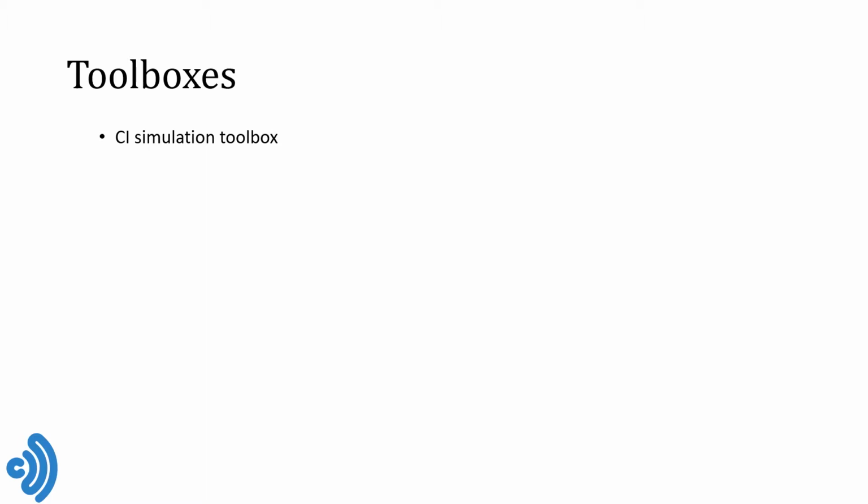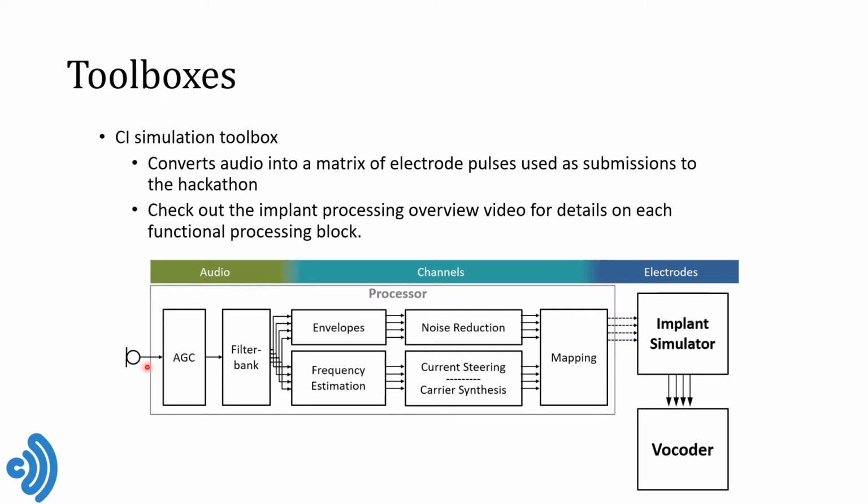The toolbox we provide contains a set of functions that simulate the sound processing of an Advanced Bionics cochlear implant. In brief, the audio signal is first pre-processed, then divided into channels for per-channel processing, where envelope extraction, noise reduction, peak frequency estimation, and current steering algorithms process each channel separately. Finally, the channel data is mapped to the electrodes of the cochlear implant, and electric pulse generation is simulated using the same parameters that exist in the real devices. Each one of these processing steps is its own functional module in the toolboxes we provide.